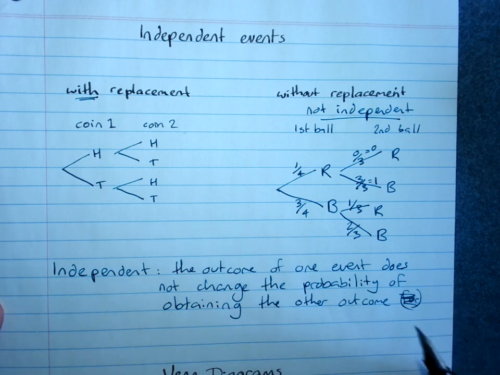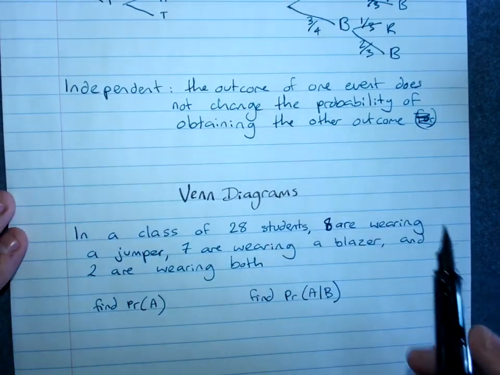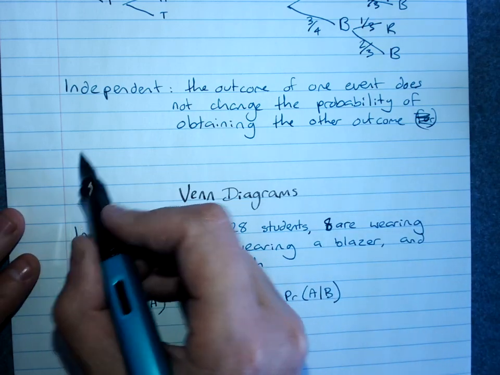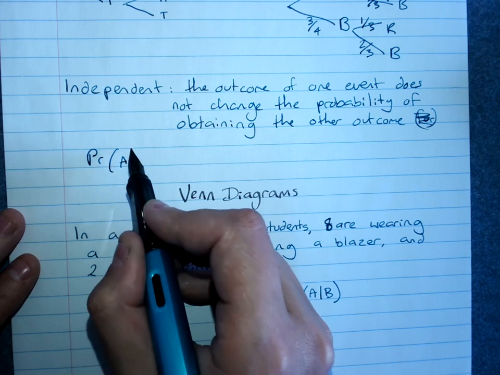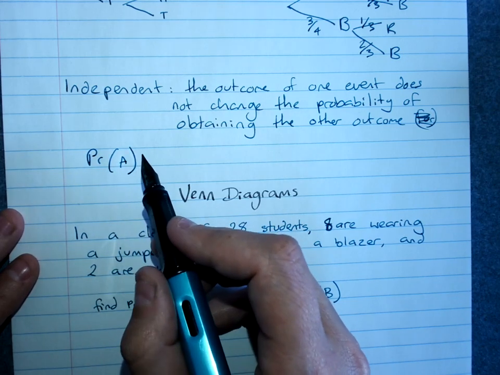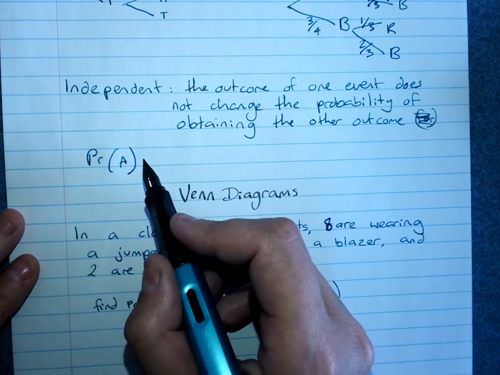Now, mathematically, what we can say is that for independent events, the probability of A, excuse me a moment, sorry, just making a video. The probability, sorry people, I'm back.